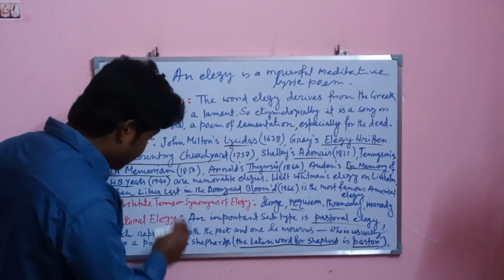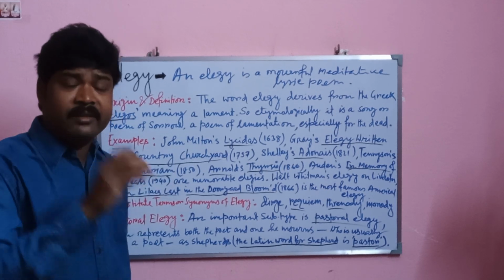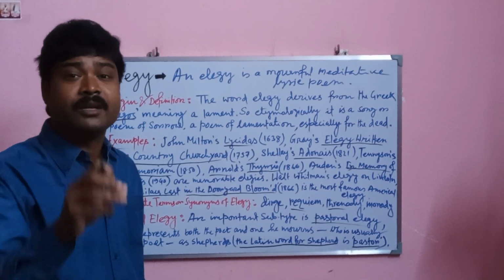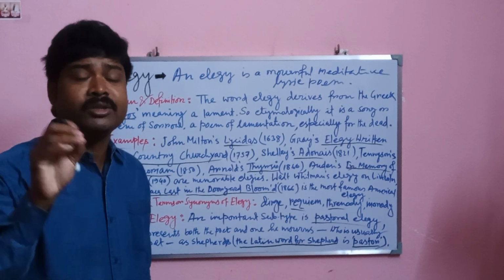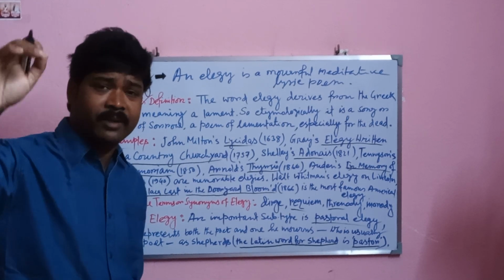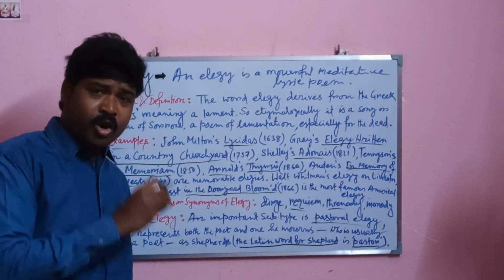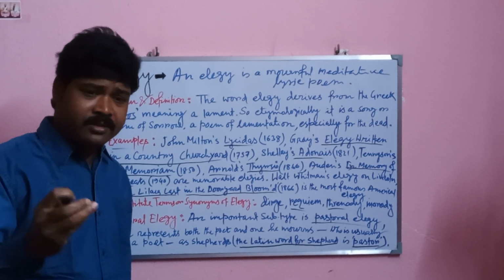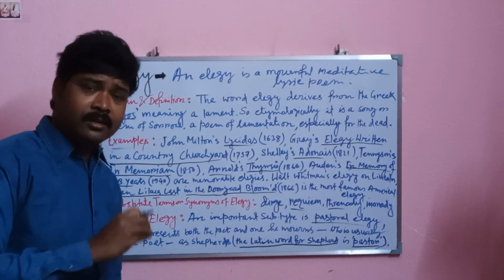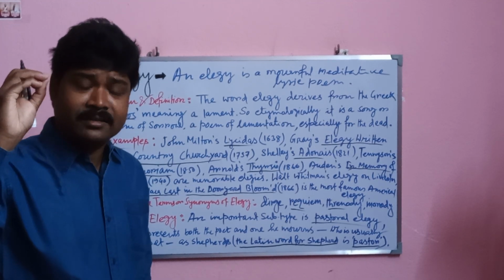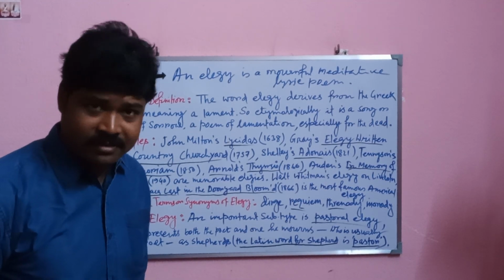And the father of pastoral elegy is the Sicilian Greek poet Theocritus, and it was continued by Virgil, and this form of poetry got prominence during the Renaissance all over Europe and continued throughout the 19th century in the history of English literature.